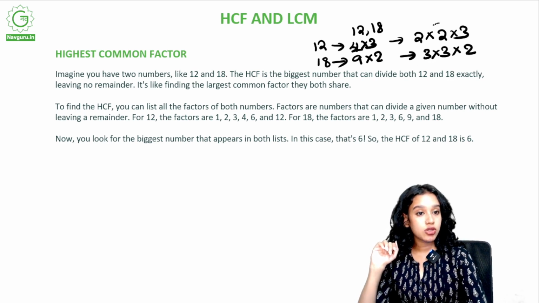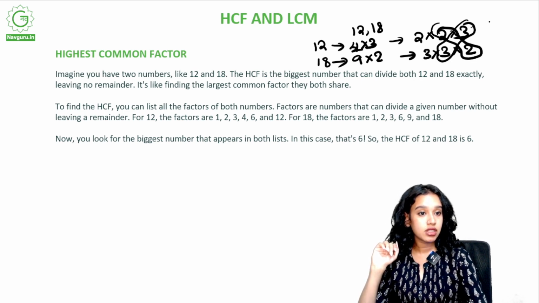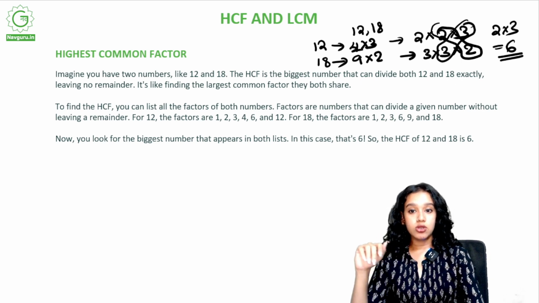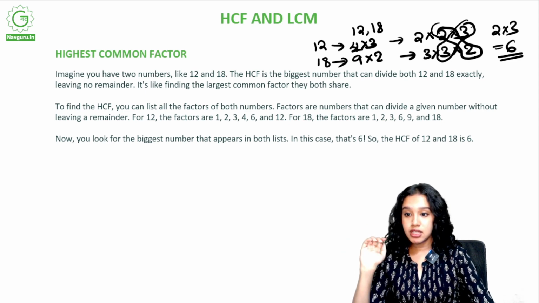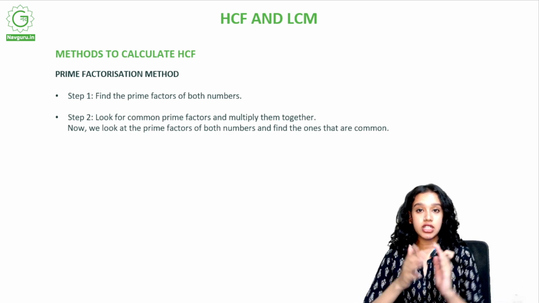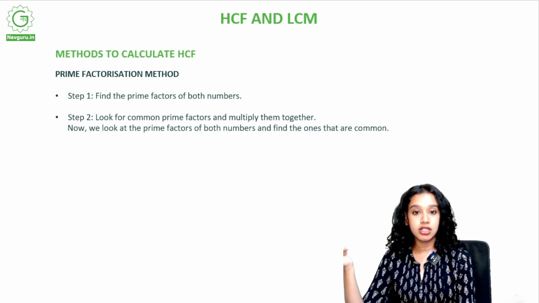So let's actually find the common factors here. We have 2 and we have 3. So 2 into 3, which is 6, becomes the highest common factor here. So this is how we find the highest common factor of two numbers. Now let's find the two methods of finding the HCF. The first one is just explained right now, which is actually the prime factorization method.